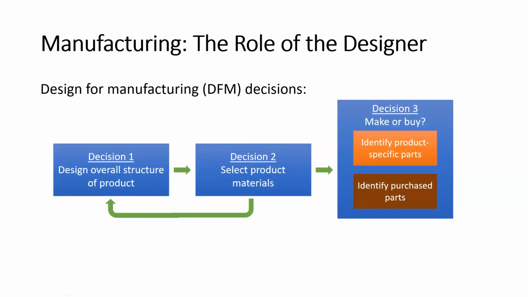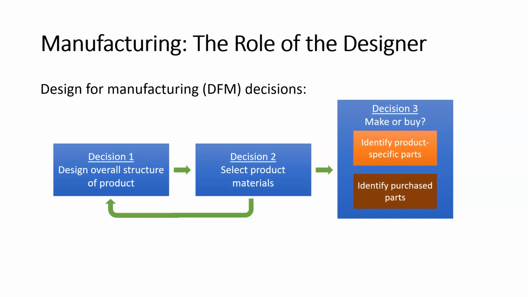Decision number 3 is how we're going to get those products. So we design the overall structure of the product, then we get a framework for the materials that we're going to be using for that product. And then we have to ask ourselves, are we going to make all of these component parts or are we going to buy them? And if we're going to buy them, where are we going to get them from?